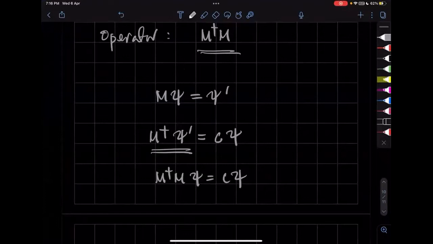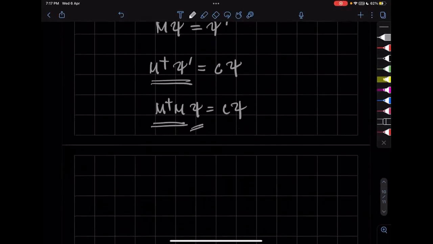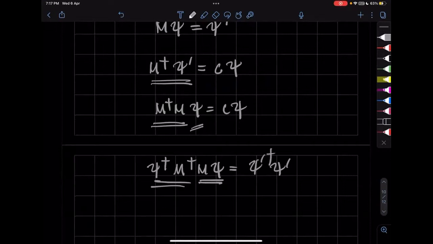So what I'm trying to say is that psi is an eigenvector of M dagger M, right? So we can now multiply this equation on the left by psi dagger. So we have psi dagger, M of psi is equal to, but what is this? This is nothing but psi prime. And what is this? This is nothing but psi prime dagger. And this object is positive or zero.